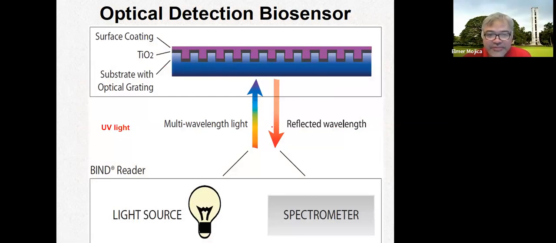Okay. So you have some surface coating there, titanium oxide substrate with optical grating. Okay. So you have a light source there. You pass your sample. There's a UV light that interacts there. So there's multi-wave light. And then the one that will reflect the interaction of your analyte with the material that you have there, it can reflect back. And you can monitor it in a spectrometer.